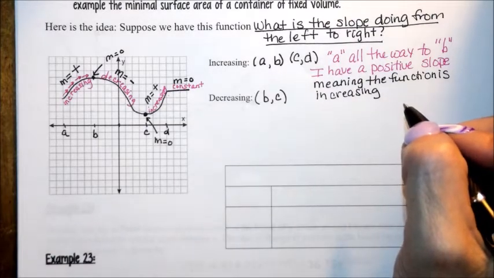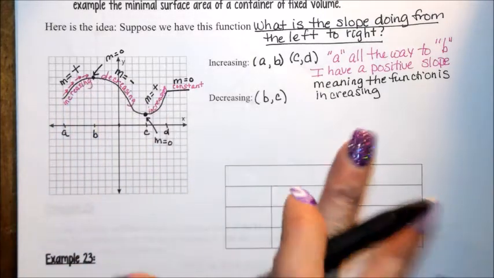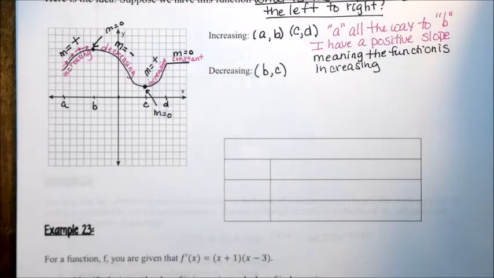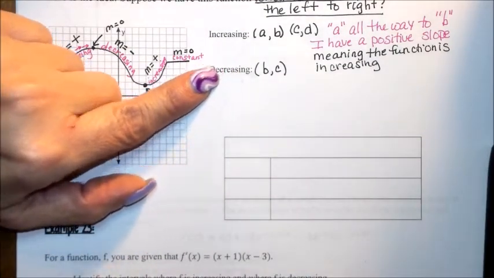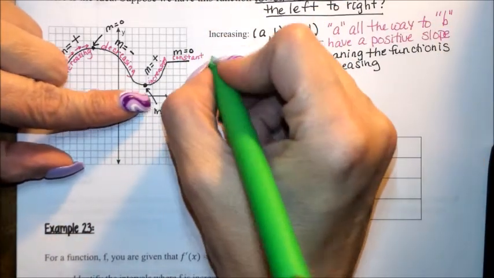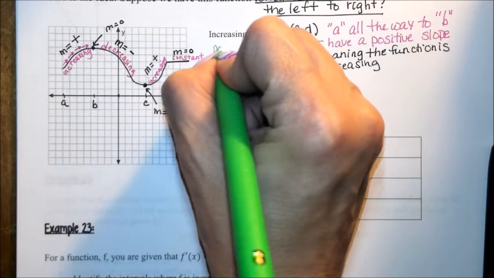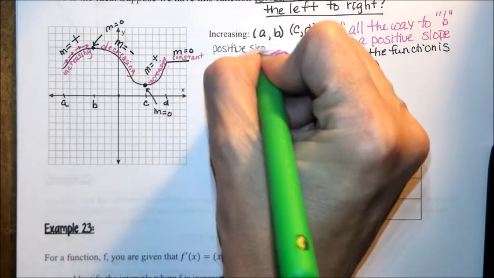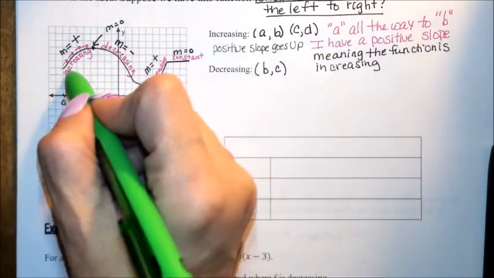Positive slope. If my slope is positive, the function is going up. Now, we're going to do a table down here, and it's going to help you see this. So on this, put it in green. I'm going to say a positive slope goes up. The function, meaning this function's going up.